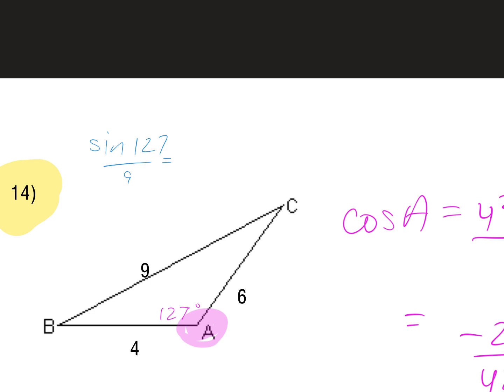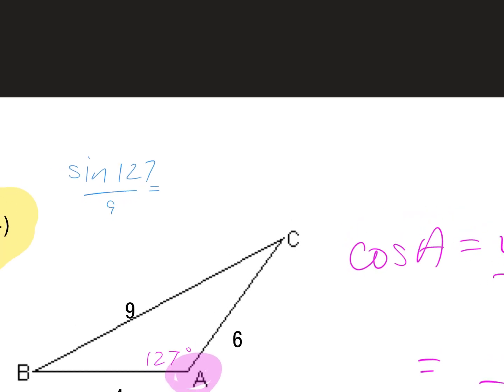Why is it B? Because the side's 6. Good. Not just because of the way it looks. You've got to go with the measurement. So sine of B over 6. So cross multiply. You have 6 sine 127 equals 9 times the sine of B. Divide by 9. Let's see what angle B is.